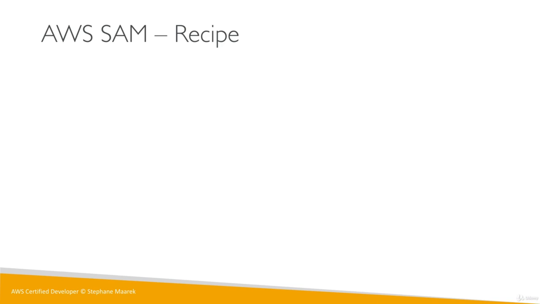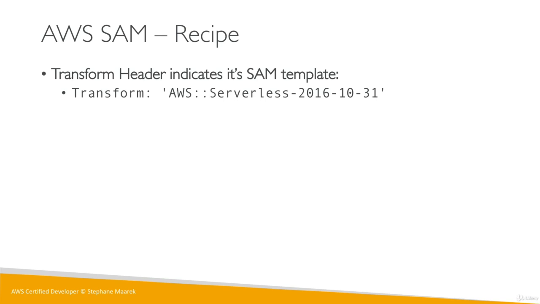Now, SAM, what does it look like and how does that work? Well, there is this Transform header that indicates that it's a SAM template. And so you'll have this Transform: AWS::Serverless-2016-10-31. And so when you see these things, you should get a hint at the exam. You see this Transform header, it is a SAM template. And so this is a SAM type of question.